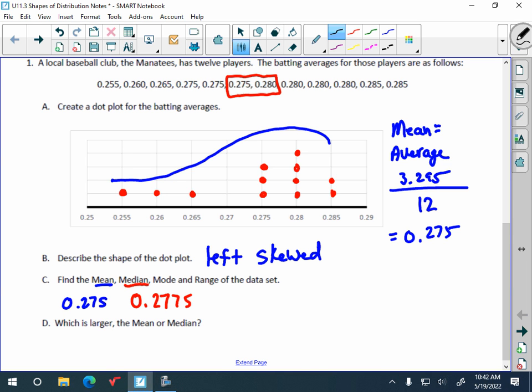All right, so the next we want to find is the mode. And so what's the mode? Yeah, the one that has the most. So mode, think of most. And so we can really see it easy on a dot plot. It's the one that has the most dots. So right there. So 0.28.